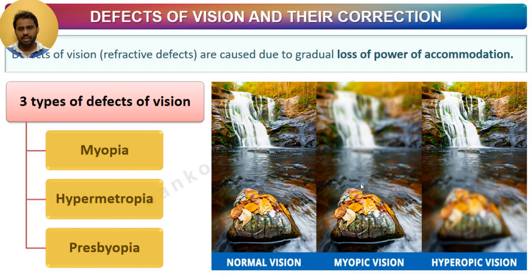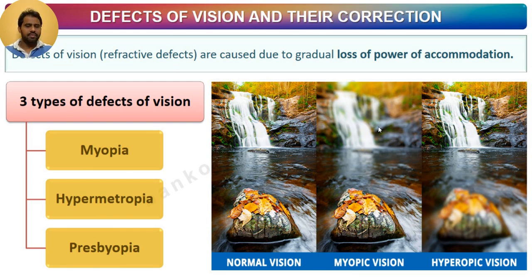A myopic person can see the nearby object, but for a faraway object he will have difficulty. Another example: a student sitting in the last seat of the classroom having a myopic problem will not be able to see the blackboard. Now, hypermetropia. If a person has hypermetropia, he will not be able to see the nearby object, but he can see the faraway object. So these two are the defects of a human eye.